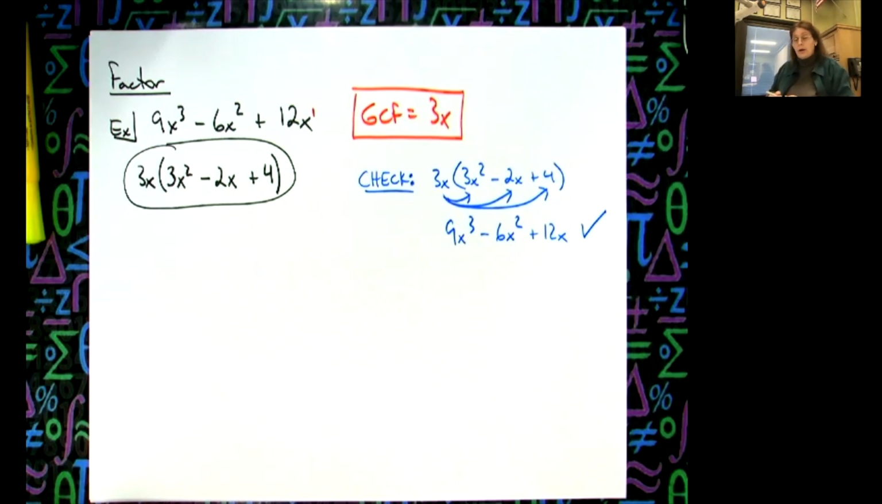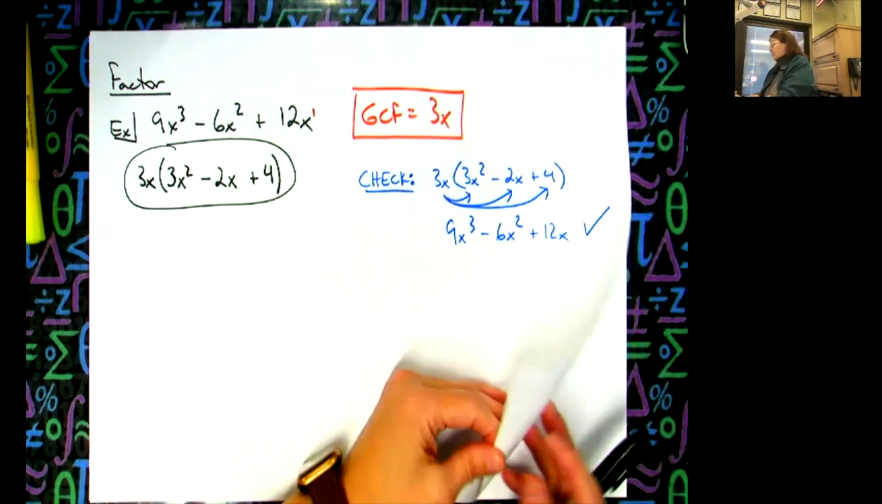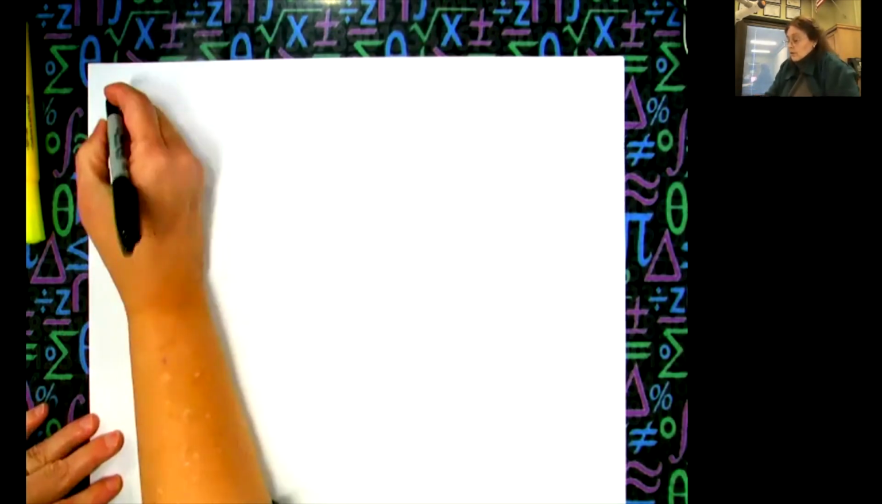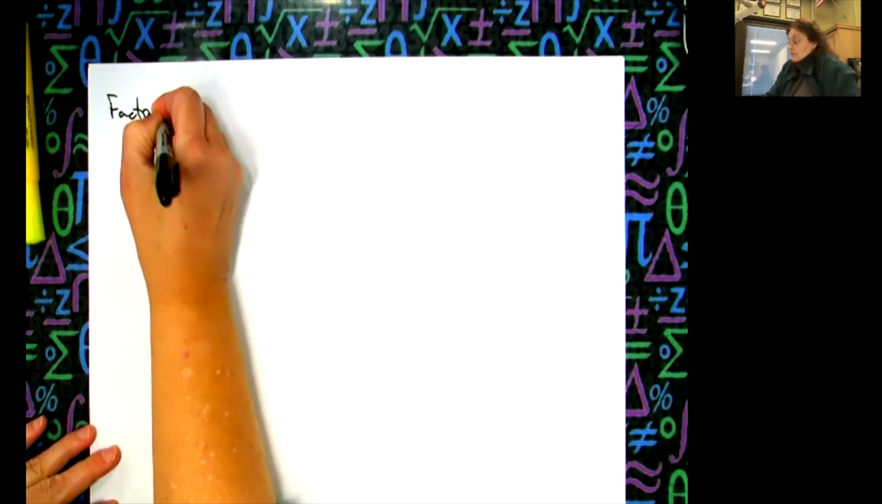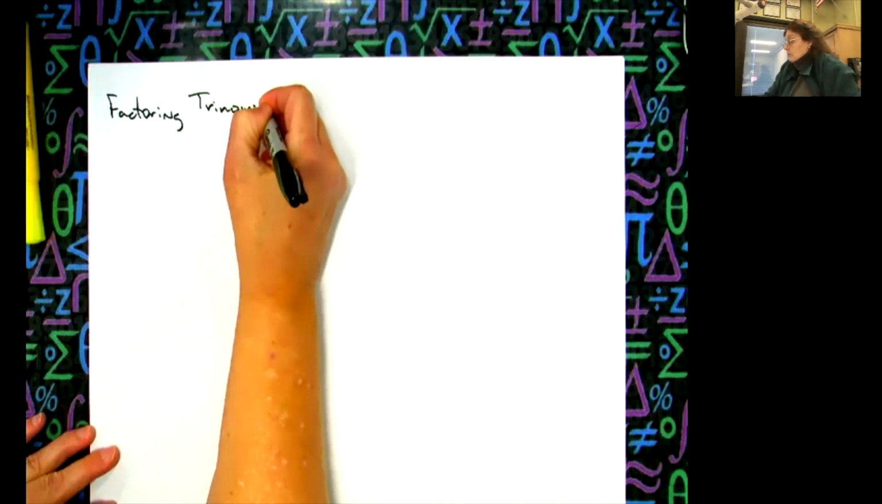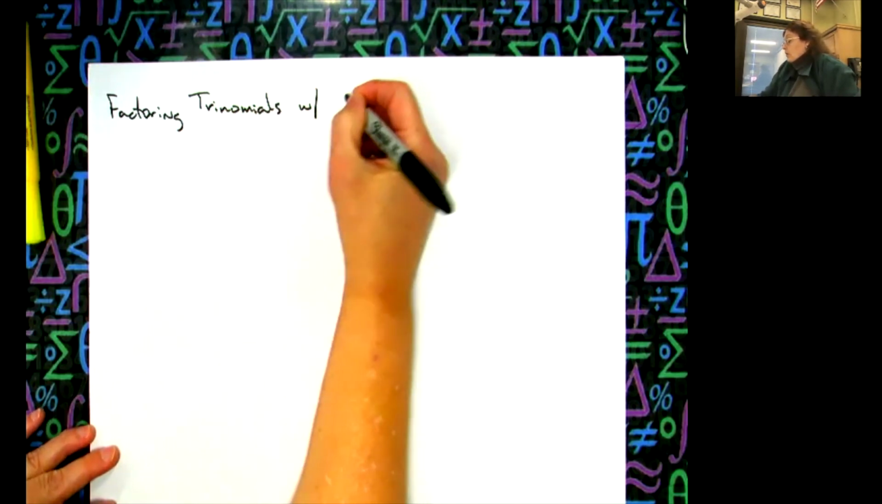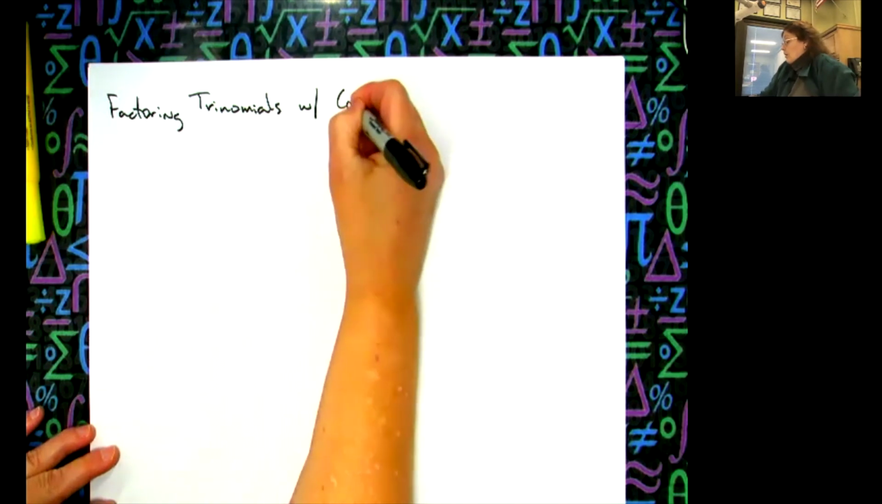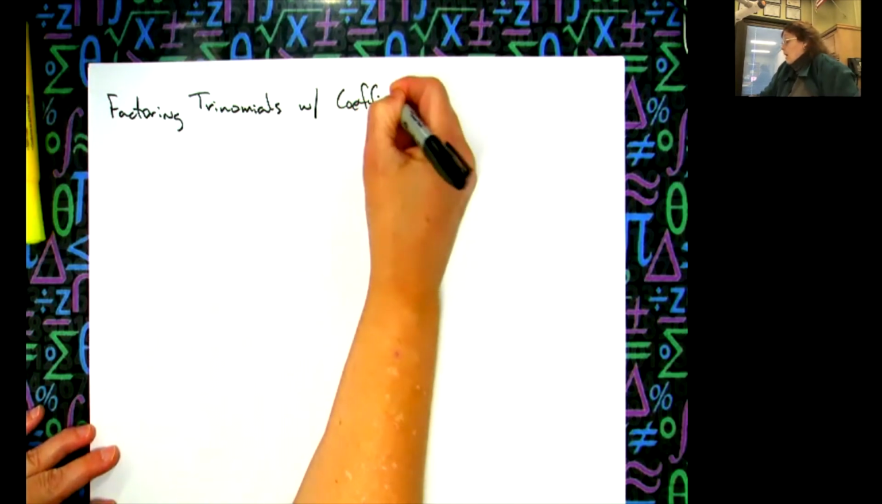Now let's go ahead, because I want to implement this with the trinomial with a leading coefficient of 1. I think I'm going to go to a whole new piece of paper and start over here. We're going to factor trinomials in more than one way. We're going to factor trinomials with leading coefficient 1. We're going to break them up.